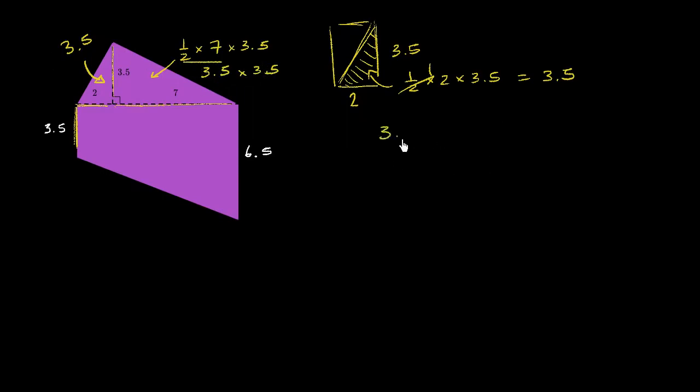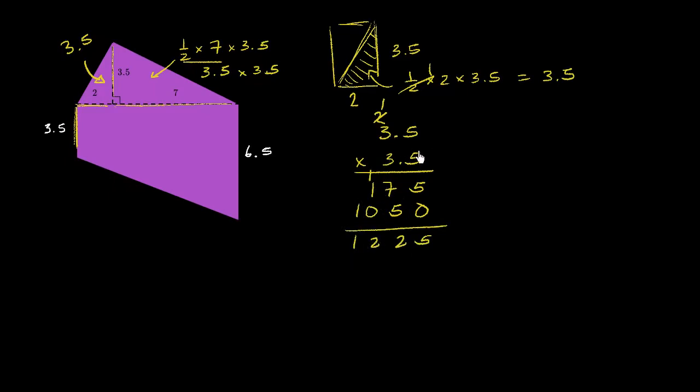So 3.5 times 3.5. 5 times 5 is 25. 3 times 5 is 15, plus 2 is 17. Let's cross that out. Move one place over to the left. 3 times 5 is 15. 3 times 3 is 9, plus 1 is 10. So that gets us to 5 plus 0 is 5. 7 plus 5 is 12, carry the 1. 1 plus 1 is 2, and we have a 1. And we have 2 digits to the right of the decimal, 1, 2. So we're going to have 2 digits to the right of the decimal in the answer. So the area here is 12.25 square units.